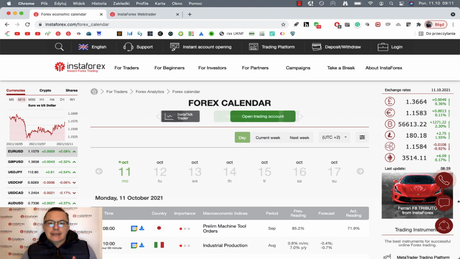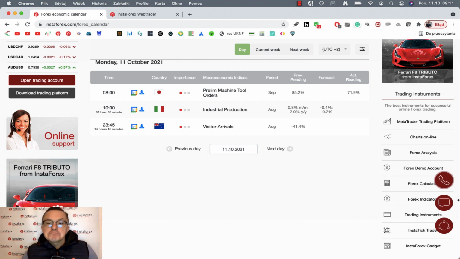Today is Monday, October 11th, 2021. Let's take a look at the Forex calendar at the beginning of the trading week. What do we have here? Not much for today in the calendar.